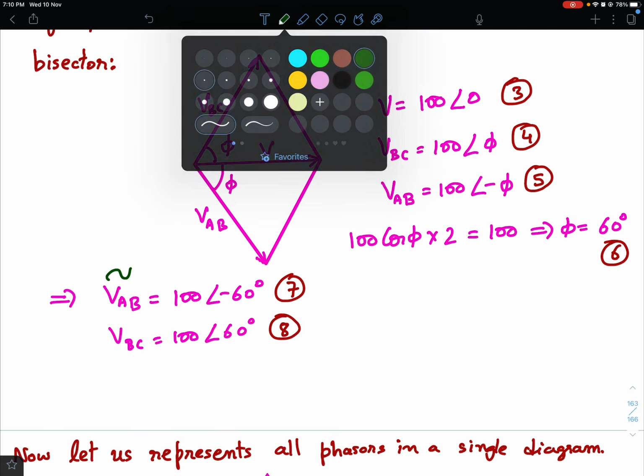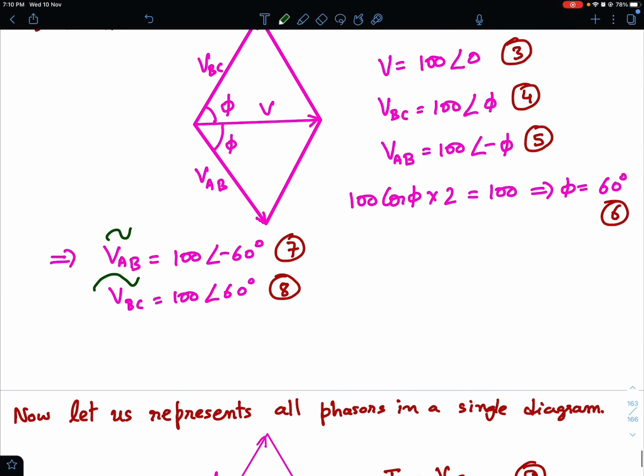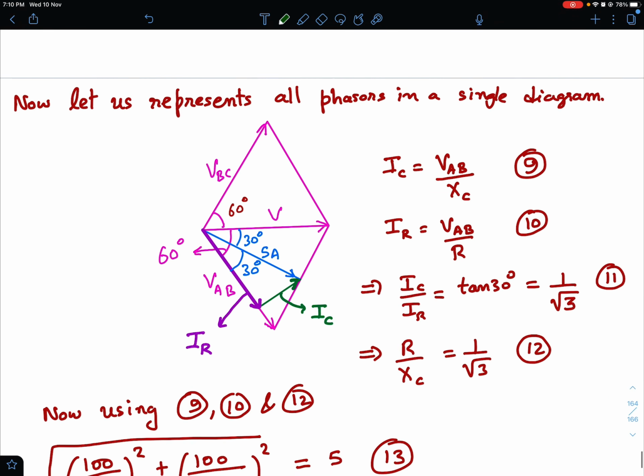So let me just put a phasor sign over here, okay. If you want, you can multiply throughout by root 2. I've just missed out a root 2 everywhere, but you can still follow my analysis. Final answers are going to be correct, okay. Now let us represent all phasors in a single diagram. So this is our net voltage phasor of the generator. This is the voltage phasor across the inductor, and this is the voltage phasor across the RC parallel combination, right?